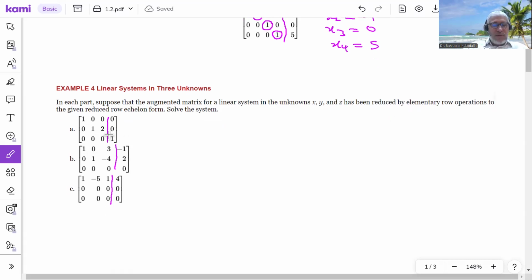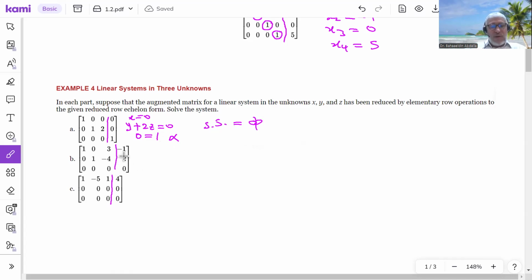So this is the first part. Let us write the equations here. The first row will give you x equals 0. The second row will give you y plus 2z equals 0. And the last row will give you 0 times x, 0 times y, 0 times z. So the left-hand side is 0, and the right-hand side is 1. Well, 0 equals 1. This is a false statement. So the solution set of the first system is phi. There is no solution, or the system is inconsistent.